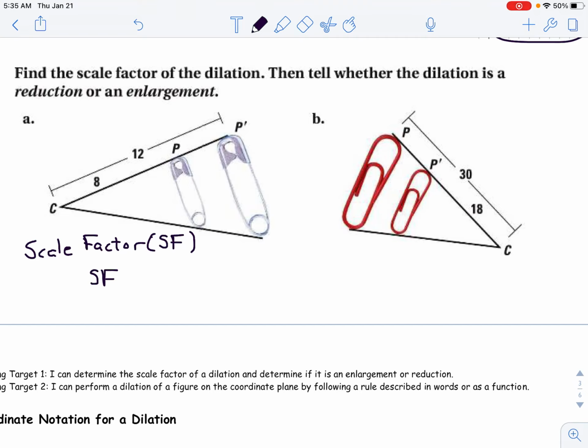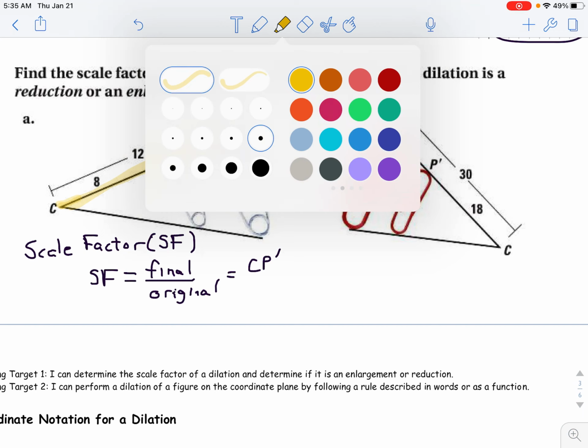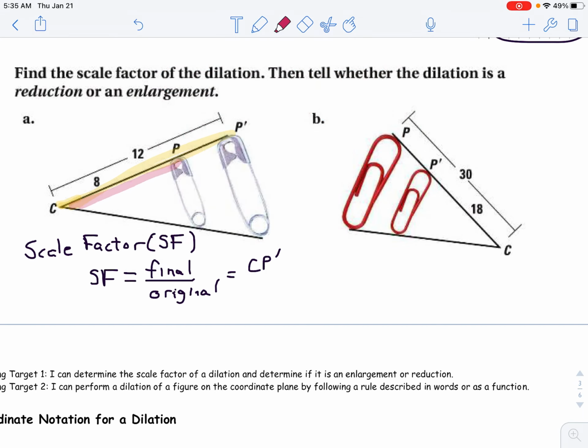So the scale factor is the final length over the original. And this is why prime notation is so important. Like from C to P prime, we know that's the final one. It's going to be from C to P prime, and the original one is C to P.